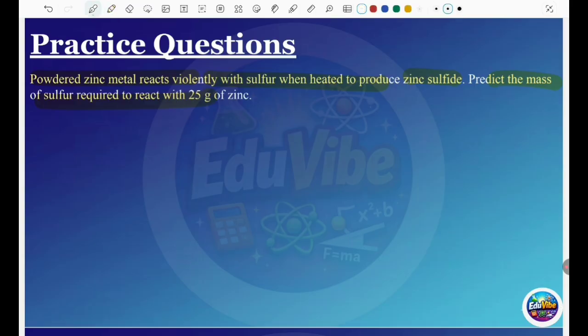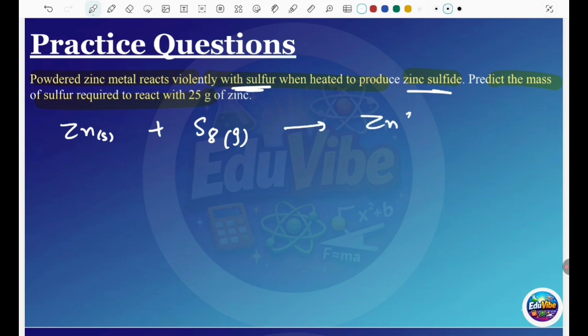So we have zinc reacts with sulfur, and zinc sulfide is produced. Zinc is solid, sulfur is S8, which is solid, and zinc sulfide is produced, which is solid again. We have to balance this: there's 8 on this side, and this also at 8.